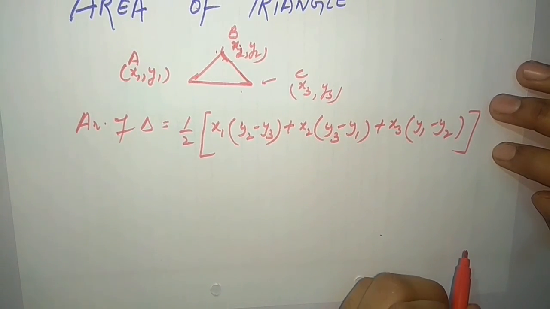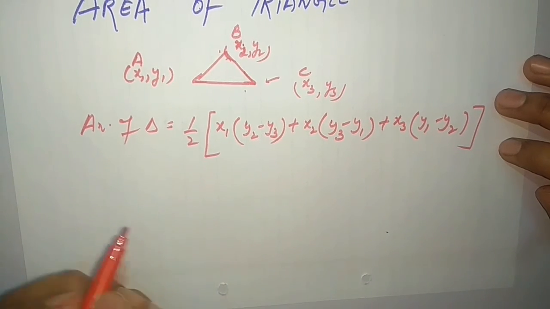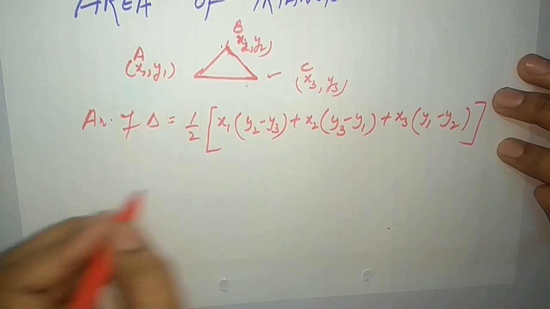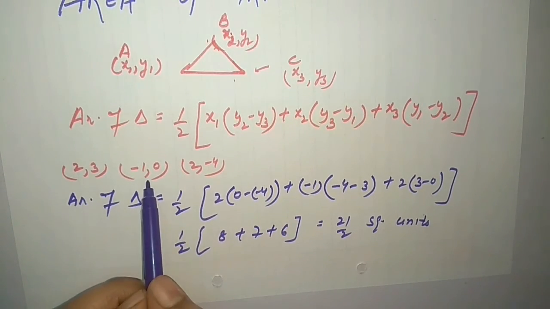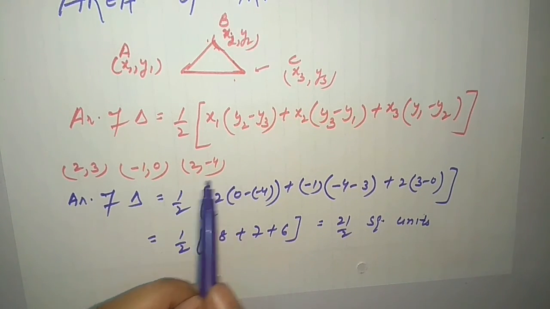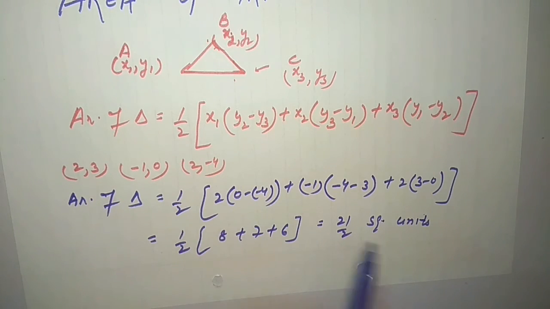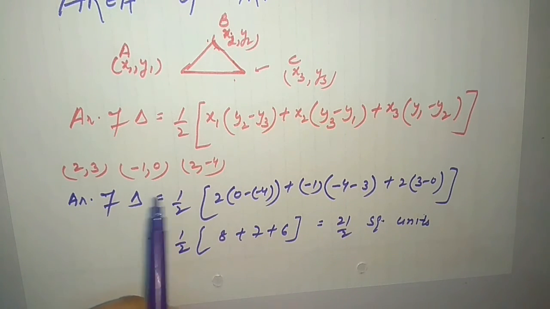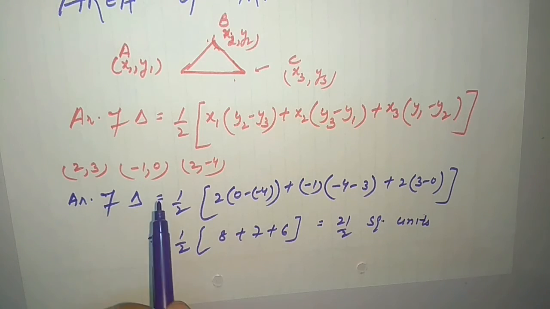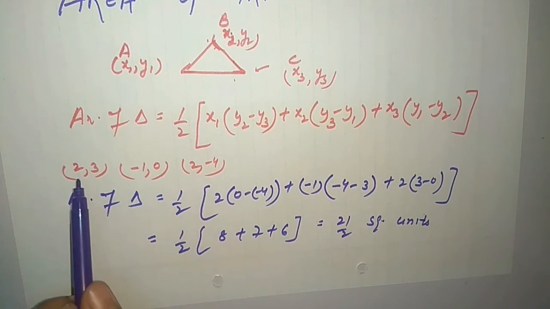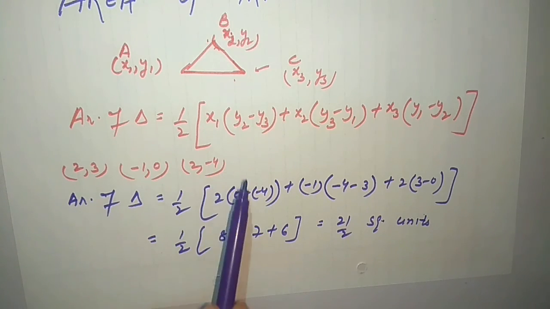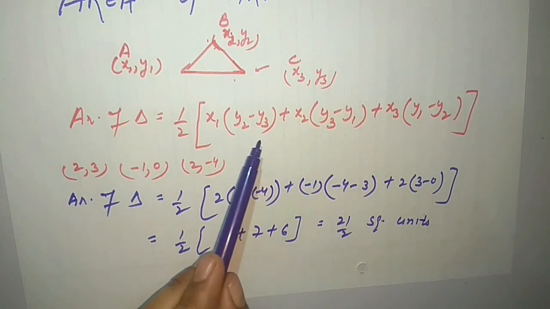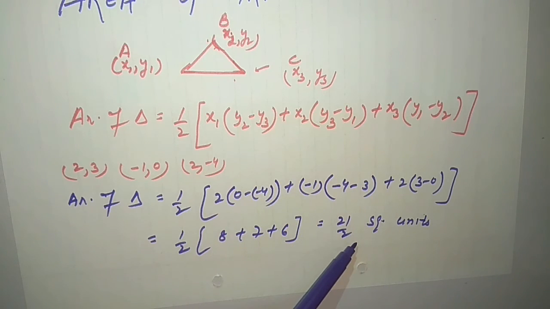Now we take the coordinates like (2, 3), (-1, 0) and (2, -4). Here we have to find the area of the triangle. This is question number 1, first part of 7.3. Now after using the values, this is x1, y1, x2, y2, x3, y3. Put these values in this formula and after solving we get the answer 21/2 square units. This is the area of the triangle.